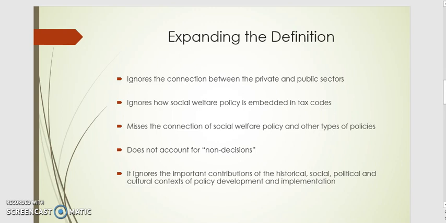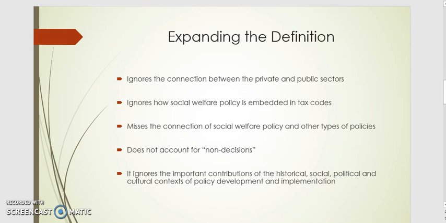The definition by Compton et al. does not account for non-decisions. That is, ask yourself, does the failure to develop a policy constitute a decision in and of itself? Is it really a decision about how we prioritize our policies?